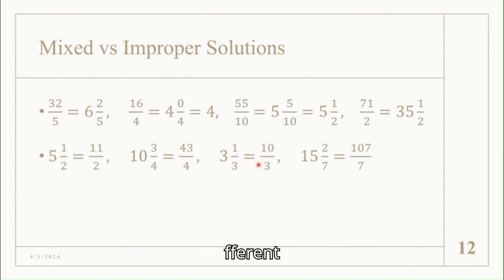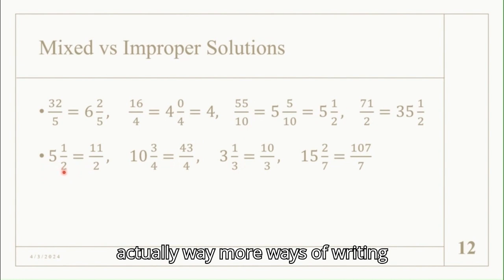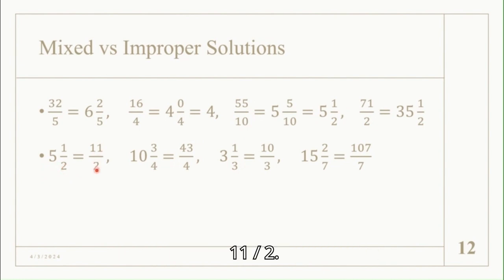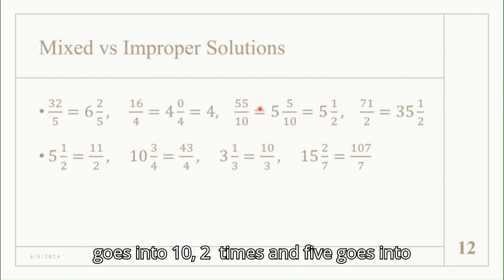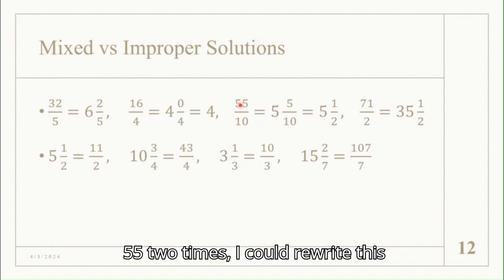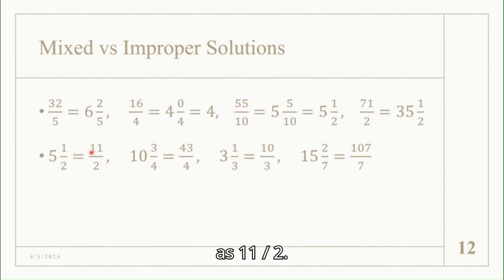We can't simplify it. Something I want to note is that 5 and 1 halves over here is equal to 11 over 2, which is, over here, we got 55 tenths is equal to 5 and 1 halves. So there's two different ways of writing. There's actually way more ways of writing 11 over 2, as in this case, because I know that 5 goes into 10 2 times and 5 goes into 55 2 times. I could rewrite this as 11 over 2.